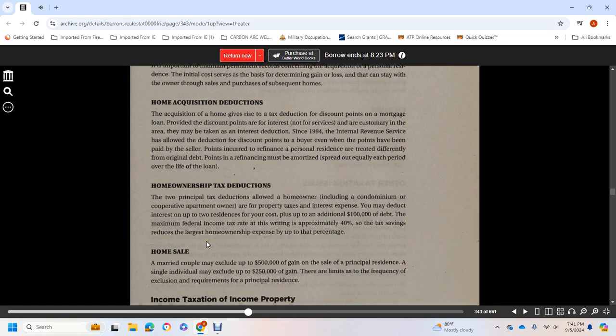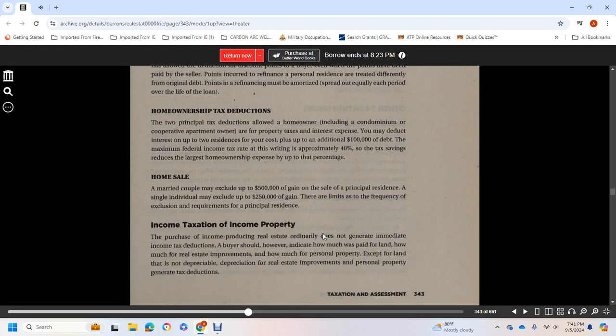Two principal tax deductions allowed to the homeowner, including condominium and cooperative apartment owners, are property tax and interest expense. You may deduct the interest on two residences, with your costs plus up to an additional $100,000 of debt. At the maximum federal income tax rate of approximately 40%, this saves and reduces large home ownership expenses by that percentage.